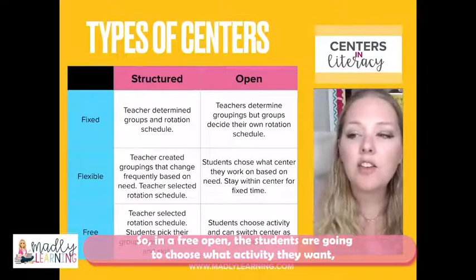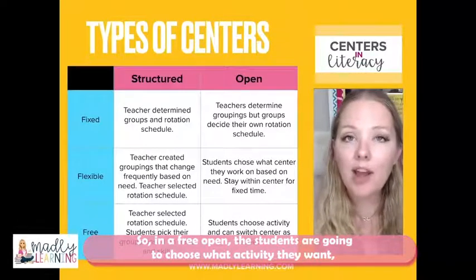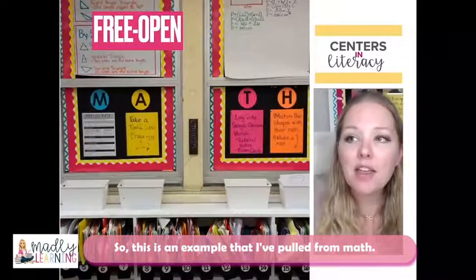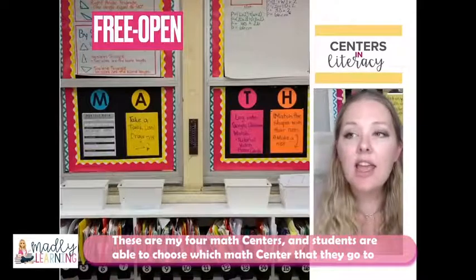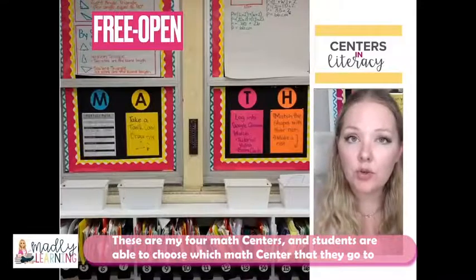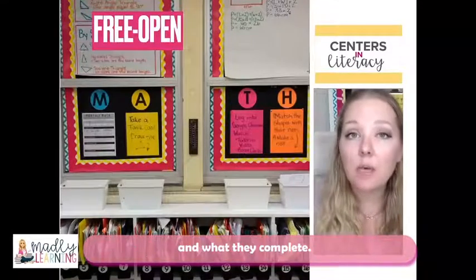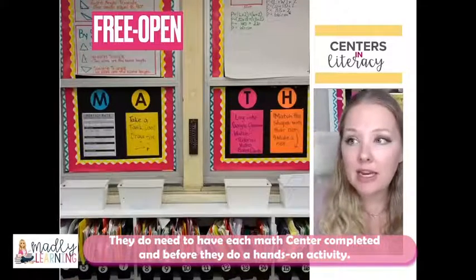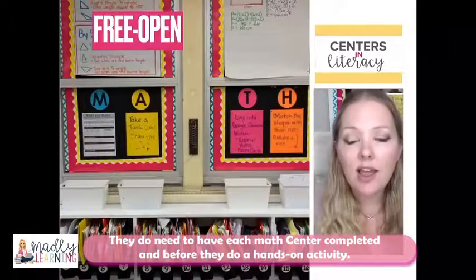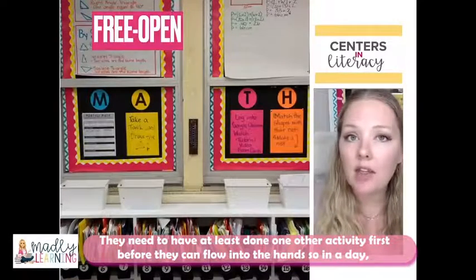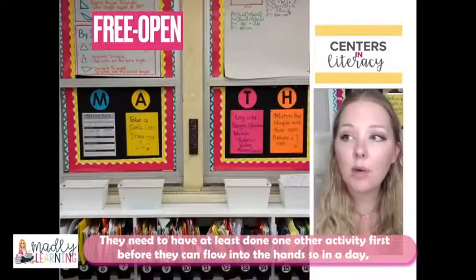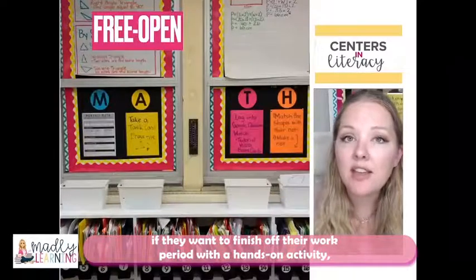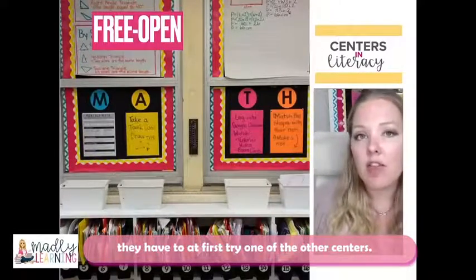So in a free open, the students are going to choose what activity they want, and they're going to switch as they need it. This is an example that I've pulled from math. These are my 4 math centers, and students are able to choose which math center they go to and what they complete. They do need to have each math center completed, and before they do a hands-on activity, they need to have at least done one other activity first before they can flow into the hands-on. So in a day, if they want to finish off their work period with a hands-on activity, they have to first have tried one of the other centers.